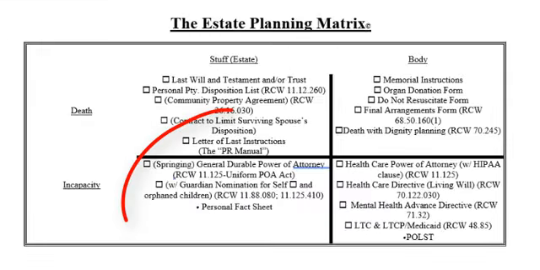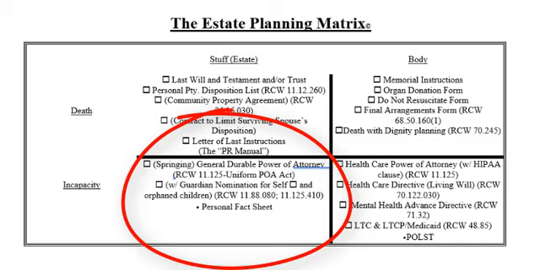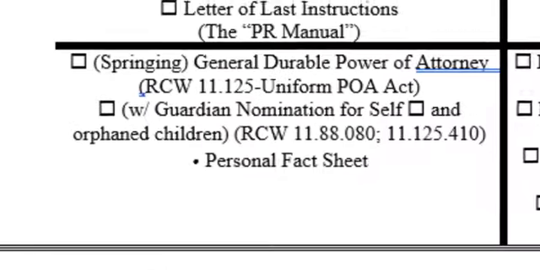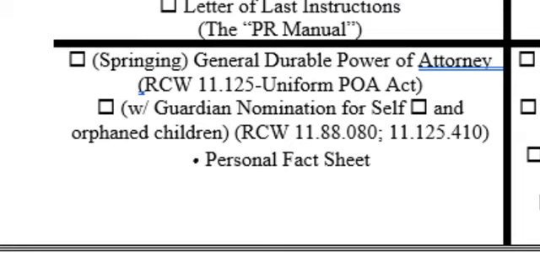Let's move to the lower left-hand quadrant. Now we're dealing with what happens if you become incapacitated. And of course, incapacity can happen suddenly like a car accident, or it can happen slowly like Alzheimer's or Parkinson's. It can be mental incapacity with a mental illness, or it can be physical incapacity, or both. And so there's a lot of sub-contingencies within that main contingency of incapacity.